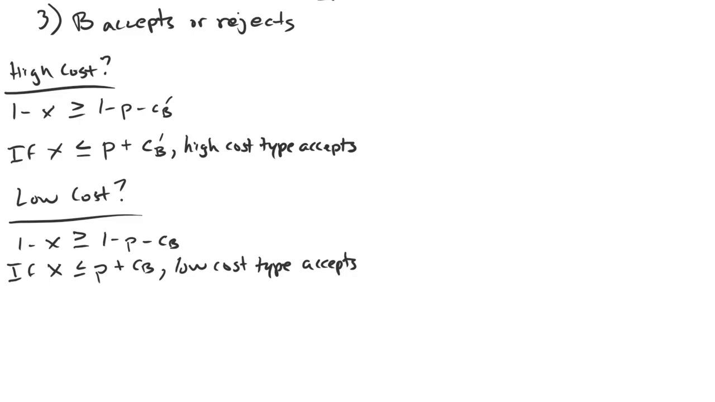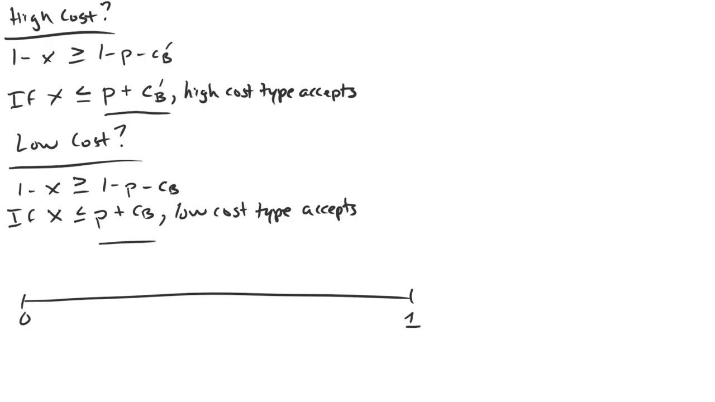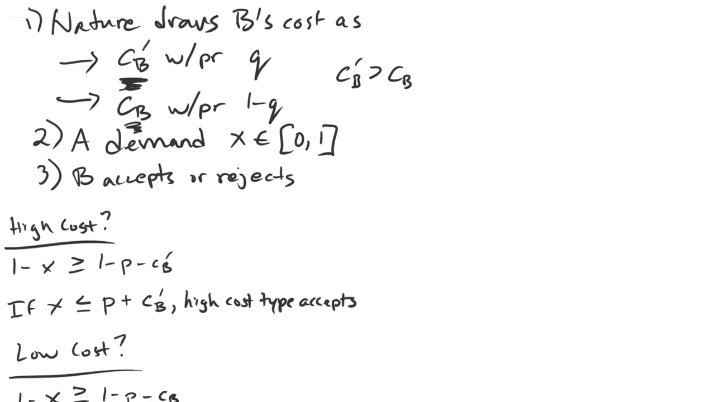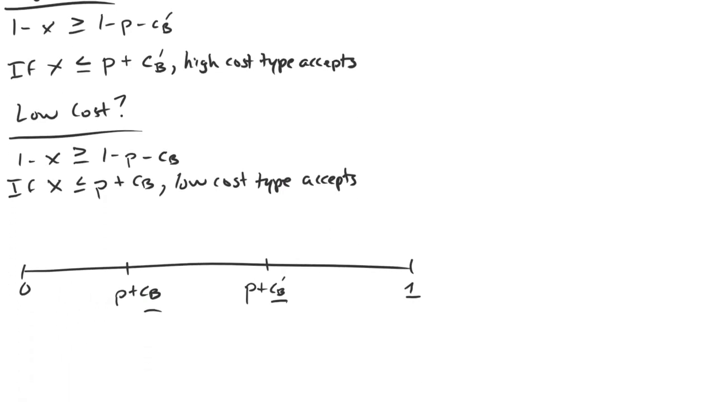Great. Let's quickly visualize what's going on here. Let's draw a 0-1 interval. We have two different cut points. We have a P plus CB prime and a P plus CB. So let's put both of those values on this number line and see what that's getting us. Why is it that we have the P plus CB prime to the right of P plus CB? Well, if you'll remember, CB prime is larger than CB. So we're adding CB to the value P. That's going to make the CB prime quantity larger overall.